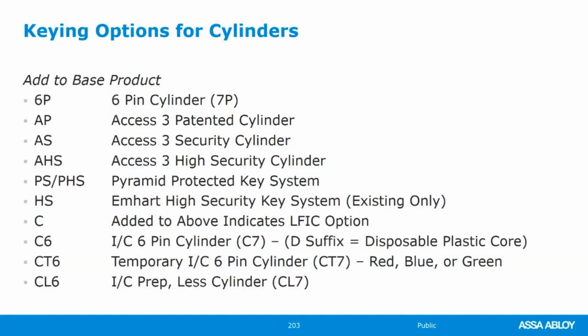If you add a C to the above, that would be for interchangeable core, large format interchangeable core versions of the above. The C6 would be our standard conventional key systems with an interchangeable core. C7 is a 7-pin version of that. The CT would be a temporary interchangeable core for construction. The CT6D suffix would tell us it's a disposable plastic core rather than the red, blue, or green. And CL6 would be for our interchangeable core prep less cylinder. We do also offer the availability of a housing for small format as well.